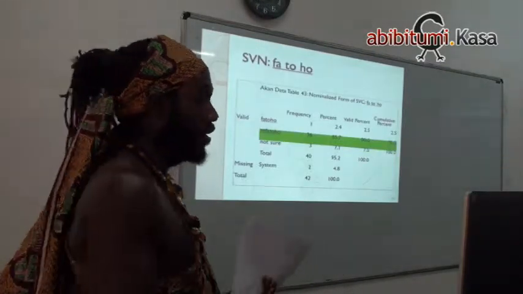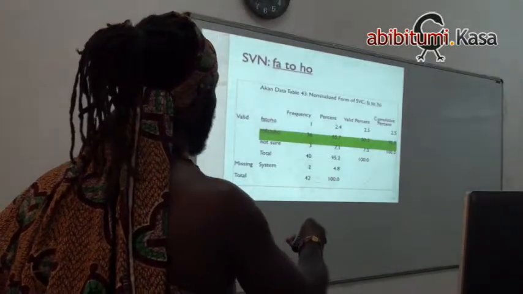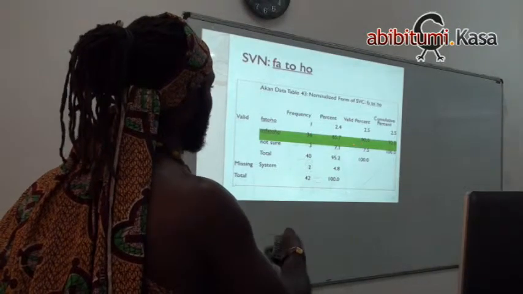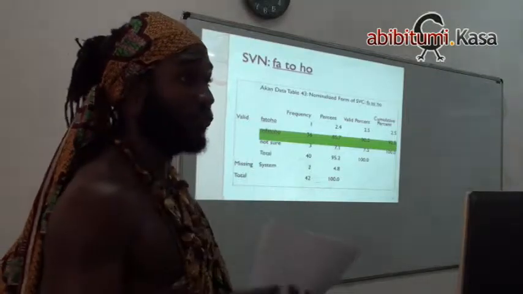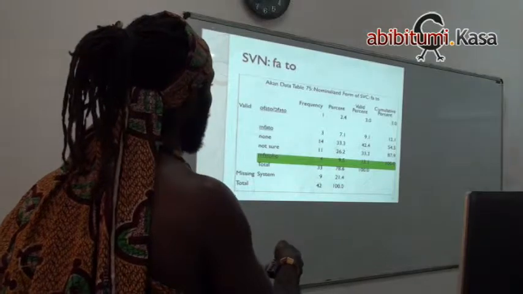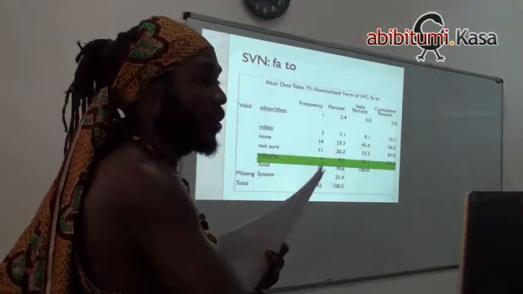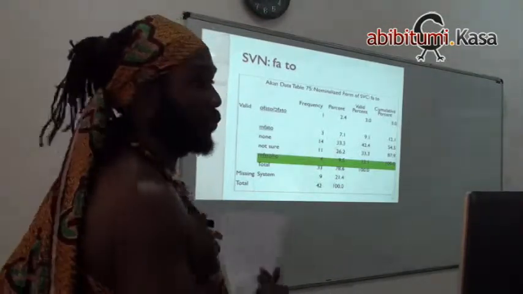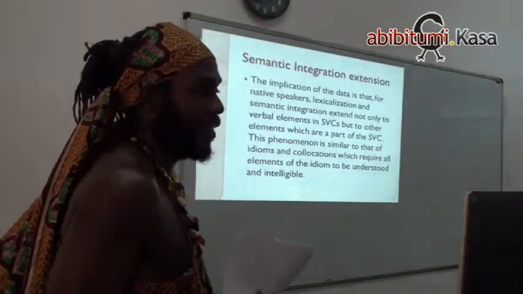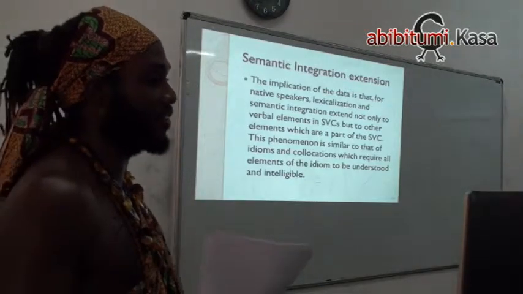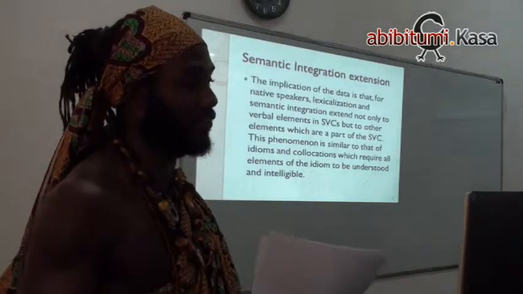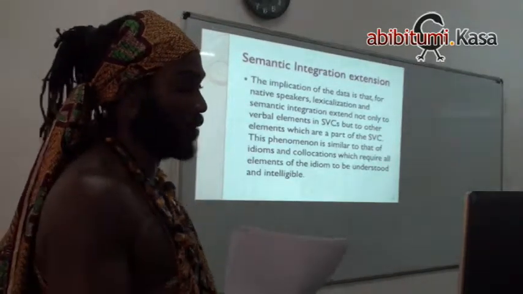So let's look at that. When they were given all 3 elements, 36 out of 42 total, or 90%, gave me in fatuhum. They were given all 3 things that are meaningful there. When they were only given fa and tu, only 4 respondents were able to say that you can make any kind of noun from just those 2 elements. All right? The implication of the data is that for native speakers, lexicalization and semantic integration extend not only to the verbal elements of SVCs, but to other elements which are part of the SVC.